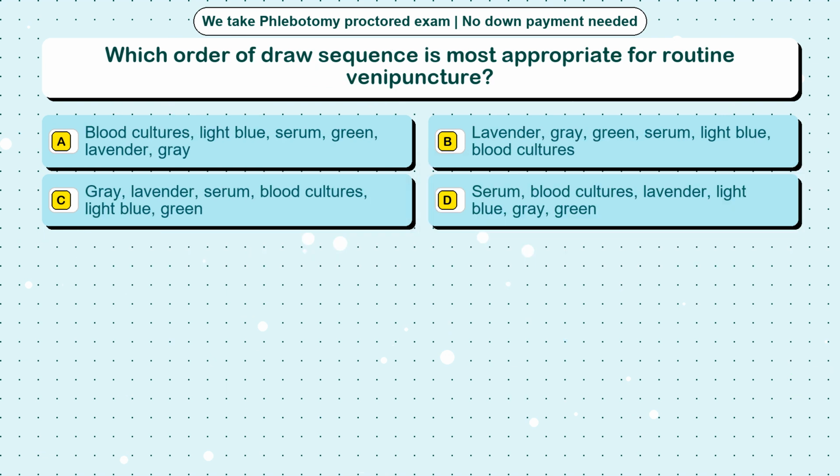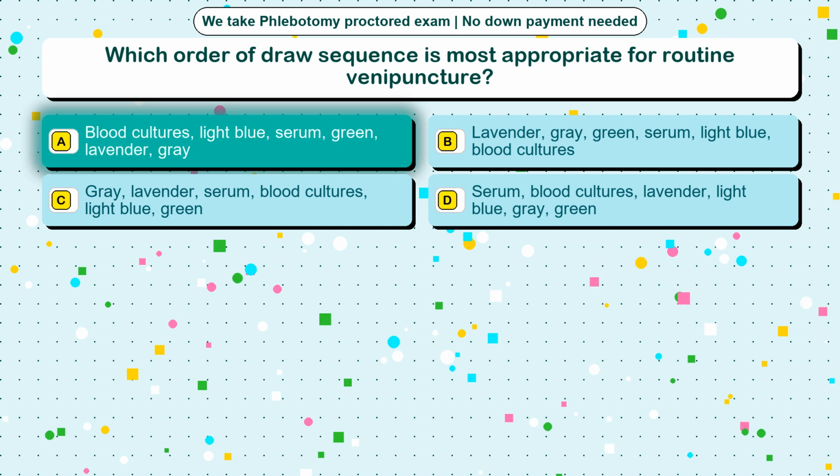Question 18. Which order of draw sequence is most appropriate for routine venipuncture? Option A. Blood cultures, light blue, serum, green, lavender, gray. Option B. Lavender, gray, green, serum, light blue, blood cultures. Option C. Gray, lavender, serum, blood cultures, light blue, green. Option D. Serum, blood cultures, lavender, light blue, gray, green. The correct answer is option A.